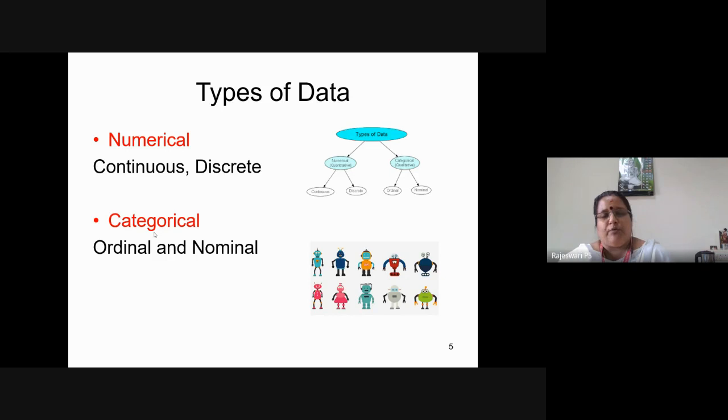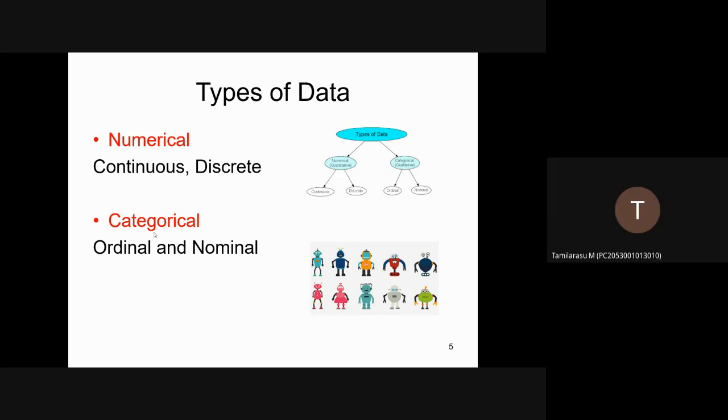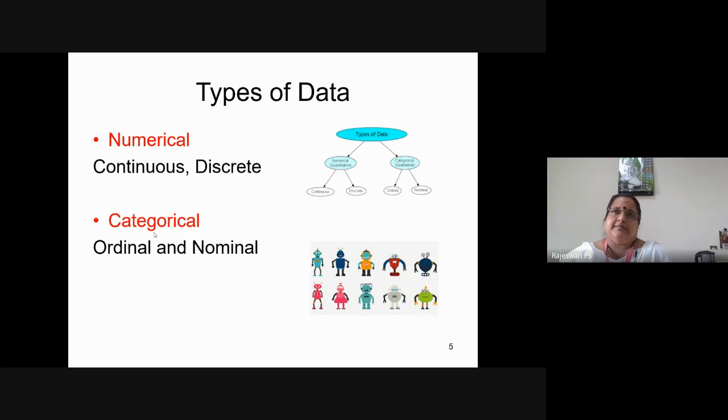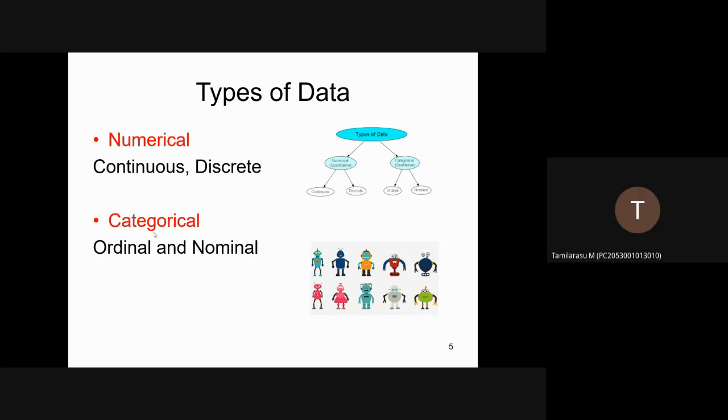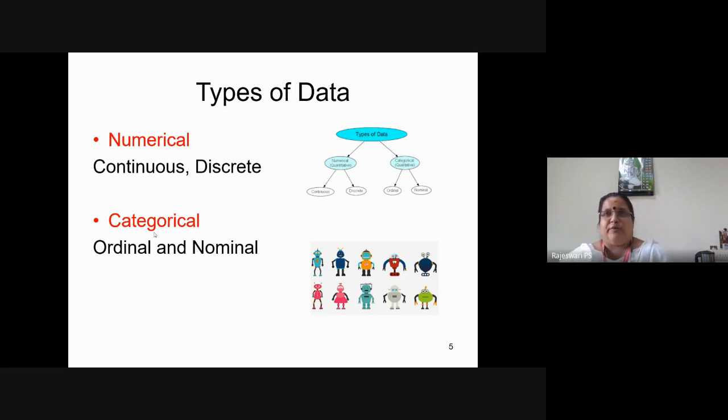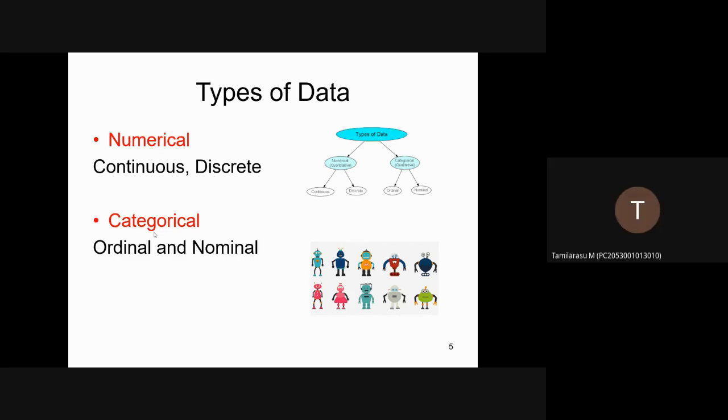When I ask how many fish are there in a particular pond, whether it is continuous or discrete? Discrete, ma'am. Who is this? Tamilarasu, I am going to take you and make you stand near a pond. Would you be able to find out how many fish are in that pond? Fish are floating, moving. You can't tell very correctly. Yes, ma'am. So it is continuous.